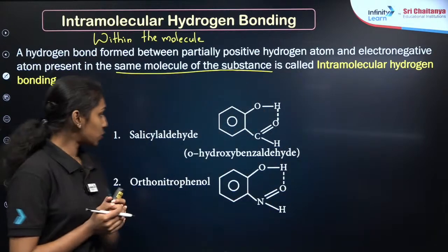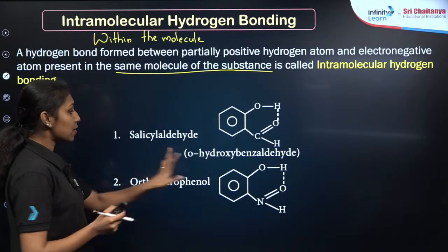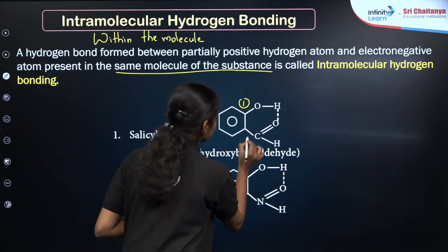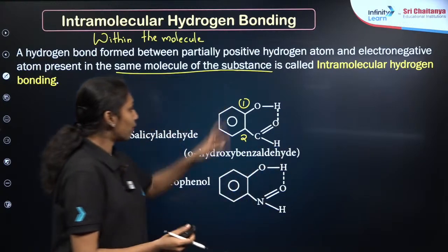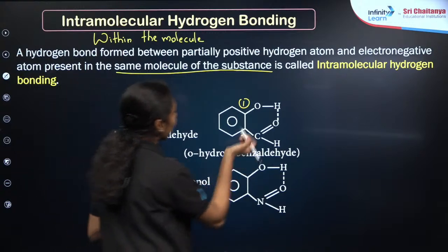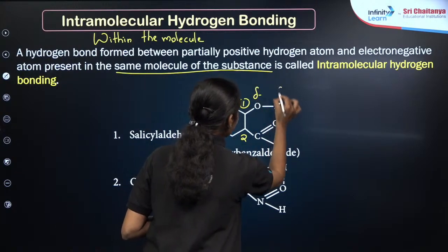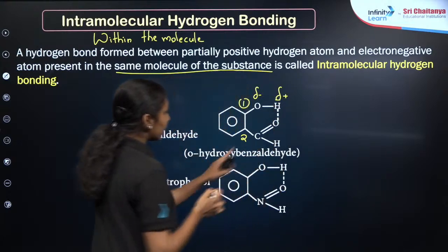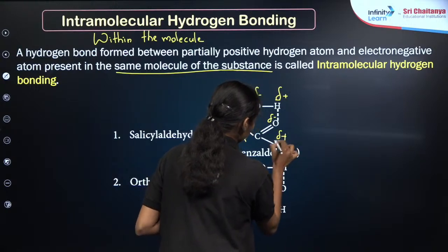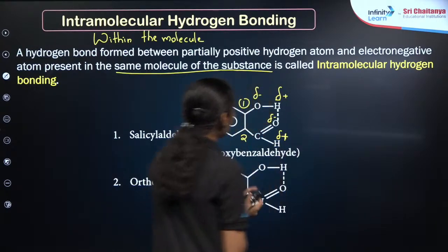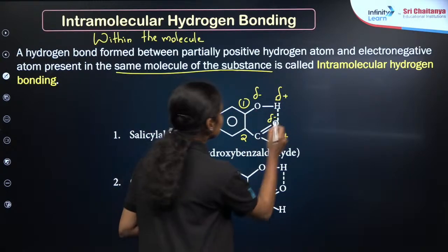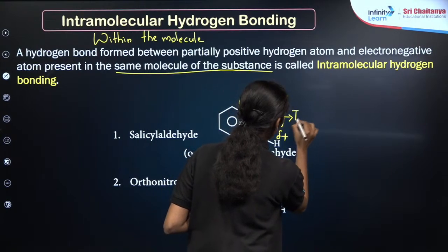Let us see the examples. The first one is salicylaldehyde, otherwise also named orthohydroxybenzaldehyde. This is the hydroxy group, then this is the aldehyde group, right? In the 1, 2 position, that is orthohydroxybenzaldehyde, otherwise named salicylaldehyde. So as you can see here, this is delta minus, right? This is delta positive. Again, due to the presence of the CHO group, here it is delta minus, here delta plus. So within the same molecule there exists hydrogen bonding between the electronegative atom and hydrogen. This dotted line represents the intramolecular hydrogen bonding.